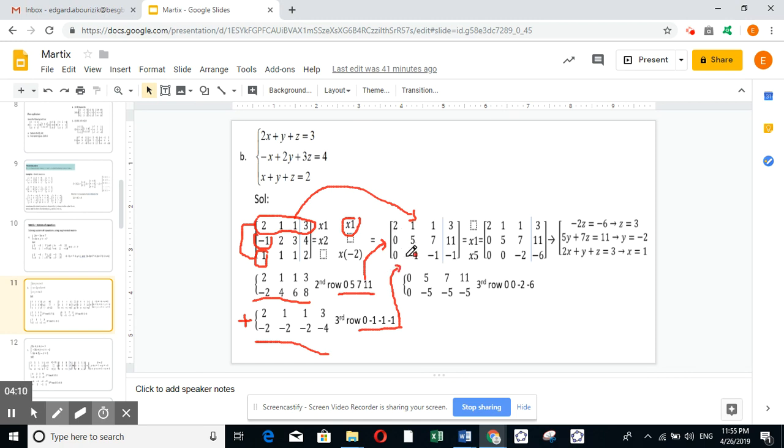So here I must get a 0. Now I take the second one to be the fixed one. And I copy the first one. I'm done with the first one. So I copy the second one. As you can see here, the fixed one.